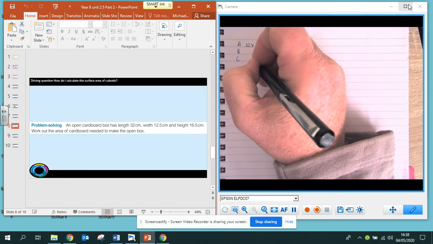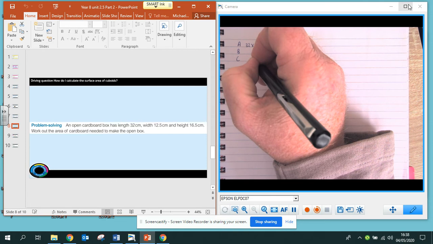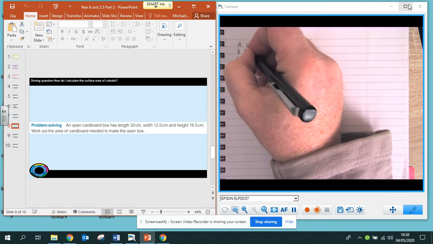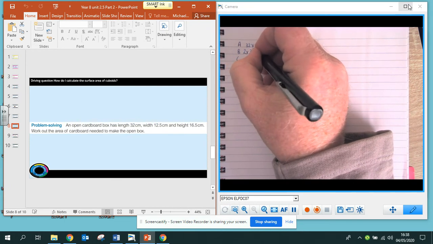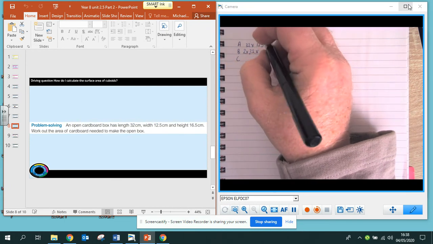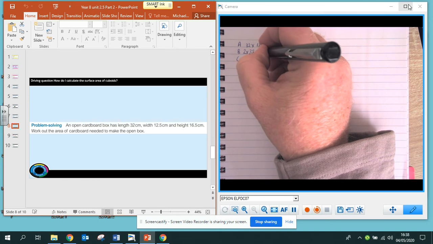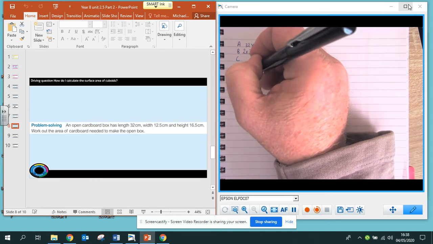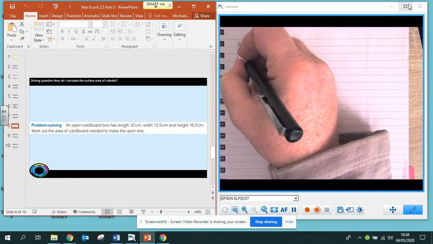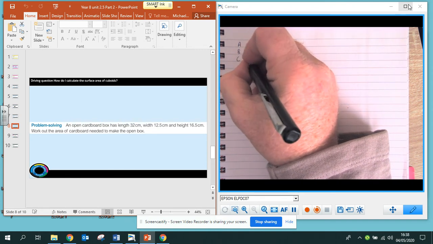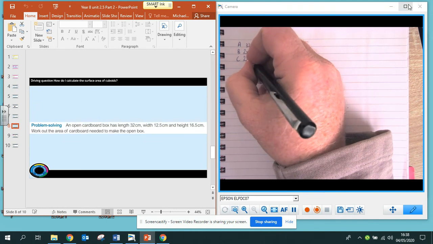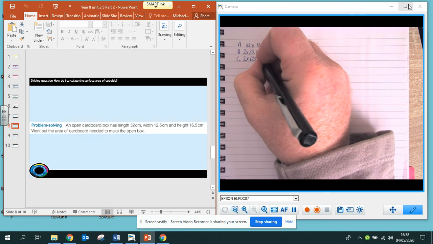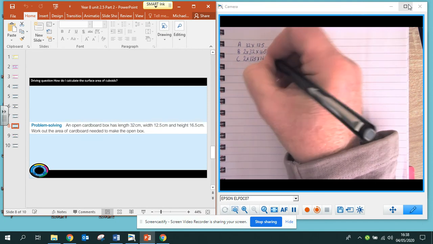The front elevation is going to be 2 because there's a front and a back, times 32 times 16.5. And the side elevation C, 2 sides, 2 times 12.5 times 16.5.